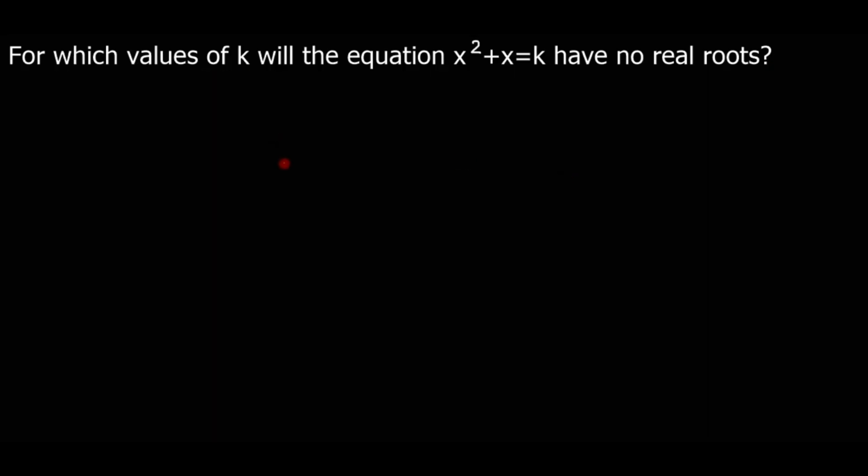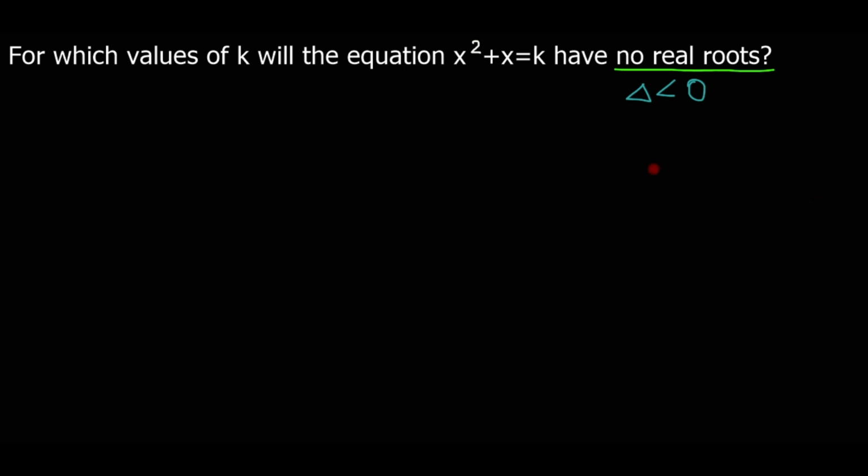And then this one says: for which values of k will the equation x squared plus x equal to k have no real roots? So we want the values of k, but this equation must have no real roots. No real roots means non-real roots or imaginary roots. So the only time we have non-real roots is if delta is less than 0, meaning negative. But first, let's find the delta, the discriminant.